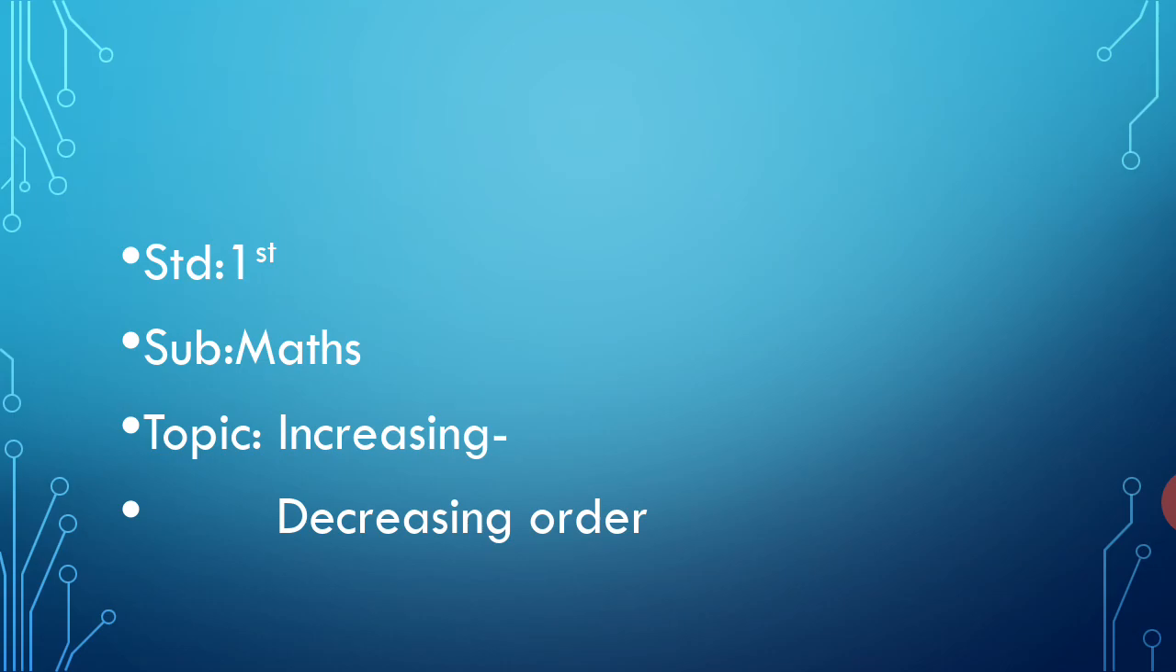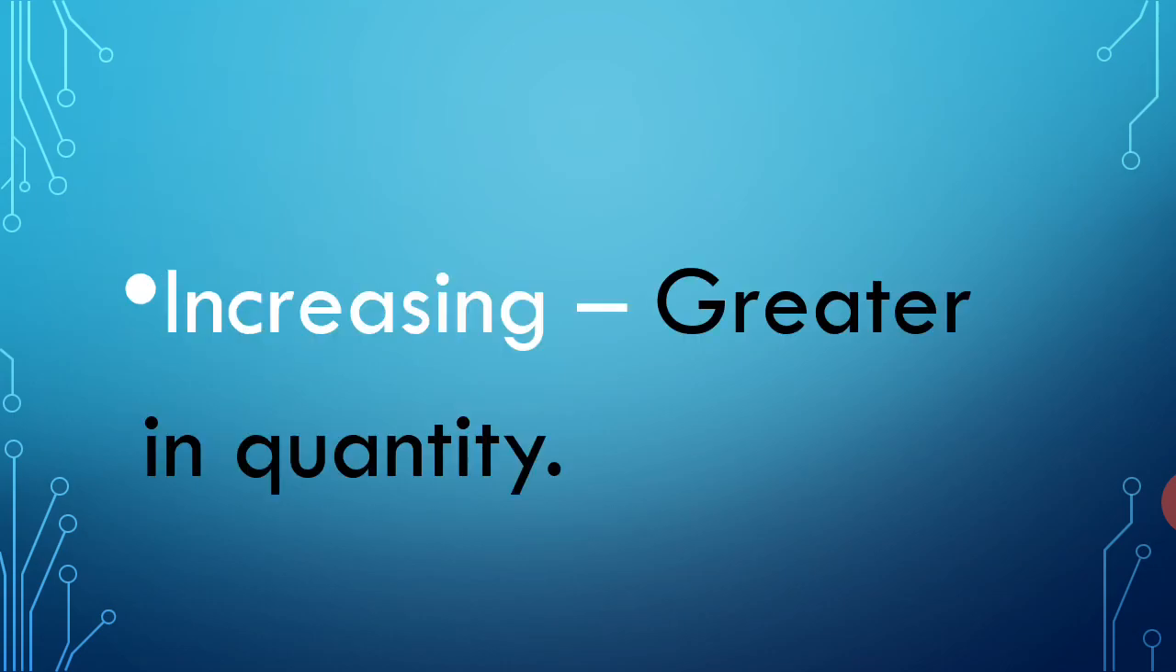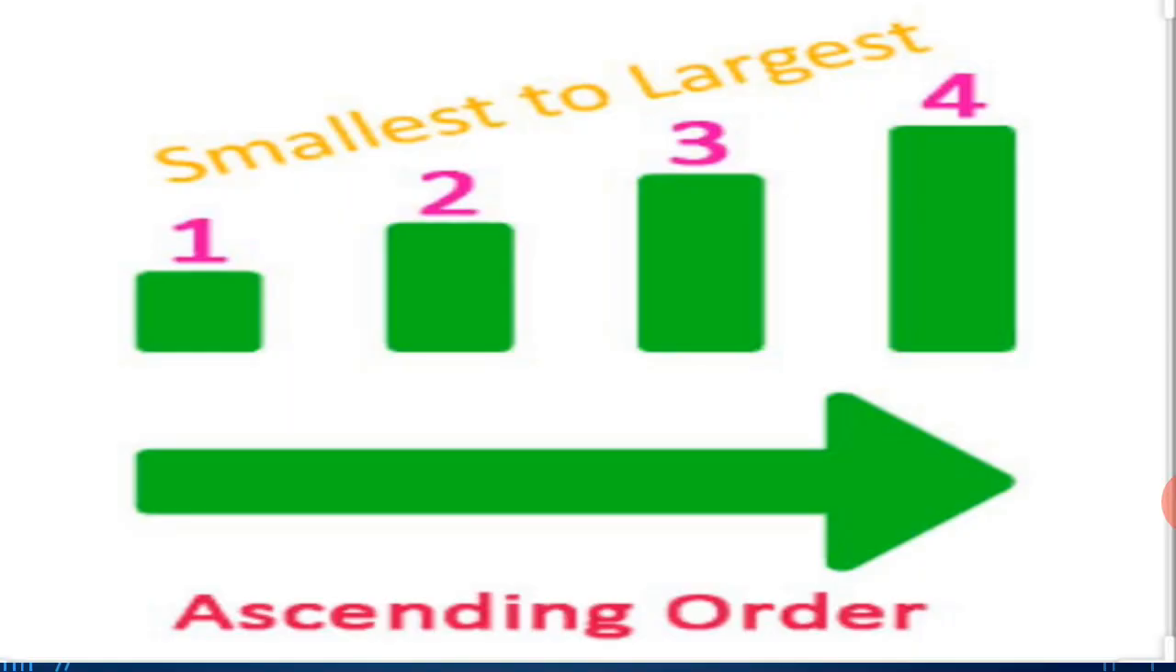Now students, first we'll be seeing what is increasing order. Increasing means greater in quantity, larger in number, greater in number. Increasing order, students, is also known as ascending order. When we arrange numbers from smallest to greatest, we call it ascending order.